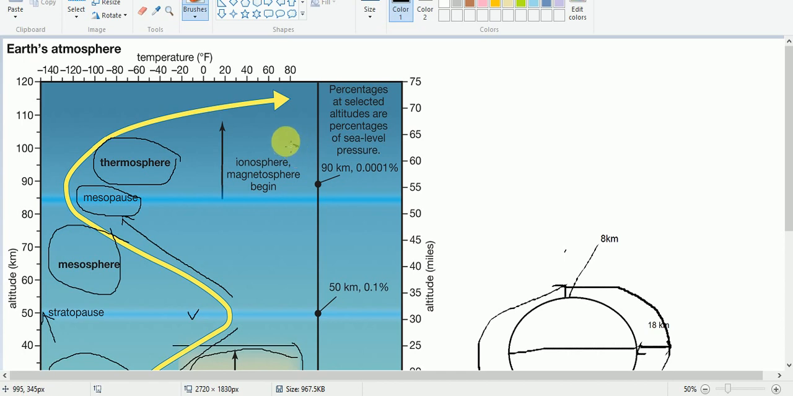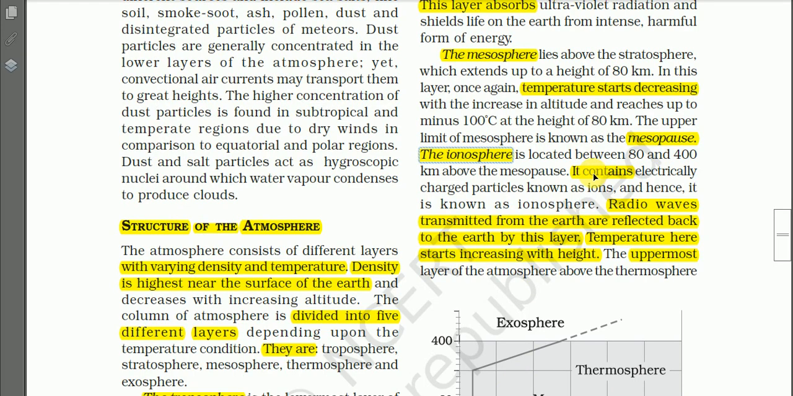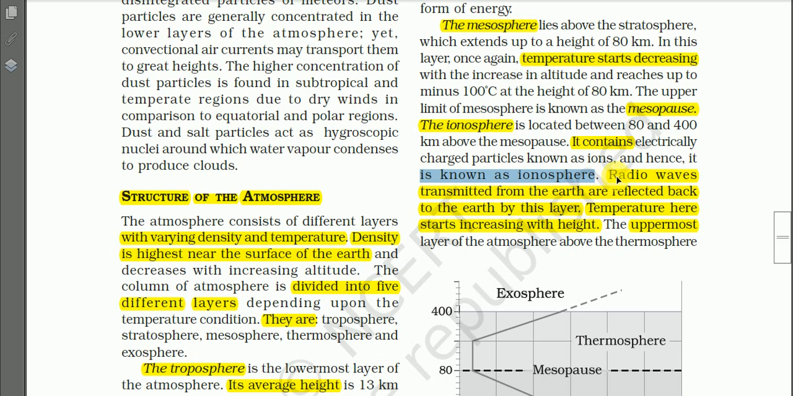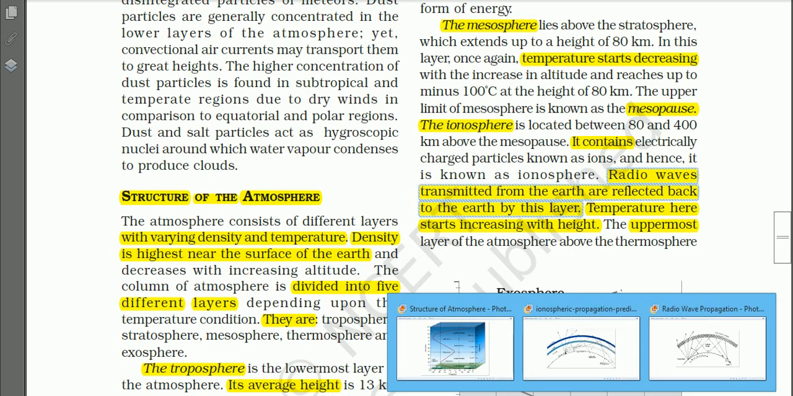And see here, in the thermosphere we have a very important layer known as the ionosphere. This ionosphere contains electrically charged particles known as ions, and hence this layer is known as the ionosphere. This layer is very important for telecommunication. Radio waves transmitted from the earth are reflected back to the earth by this layer, and hence it helps in telecommunication. We have a very simple diagram here.